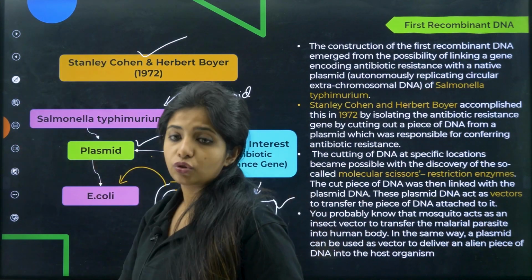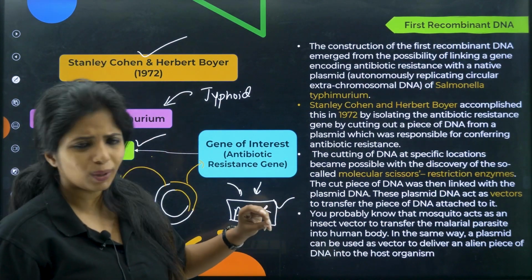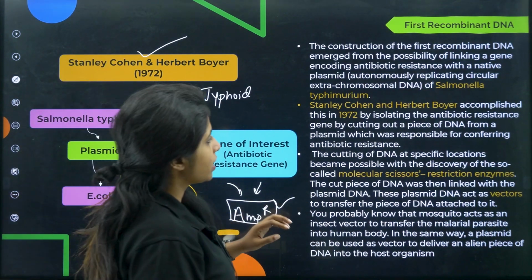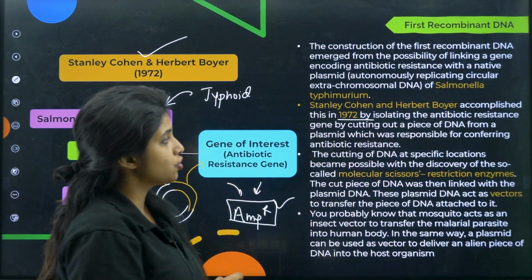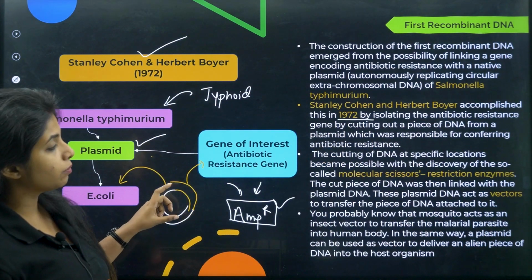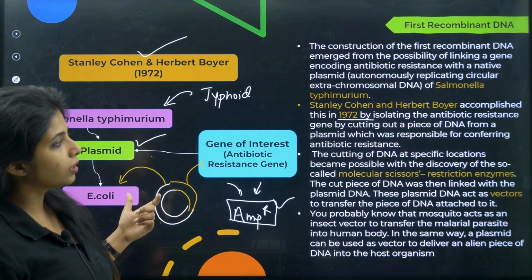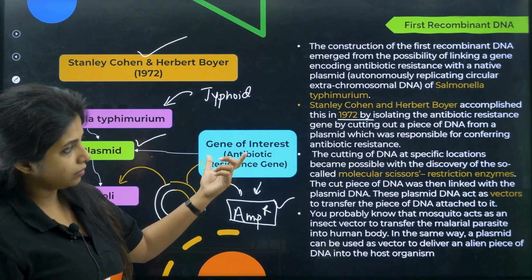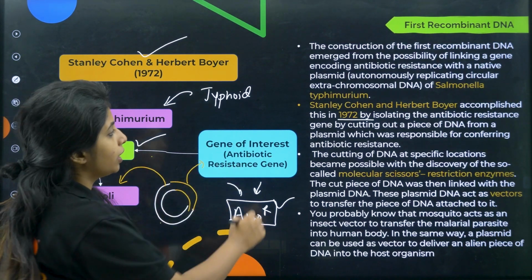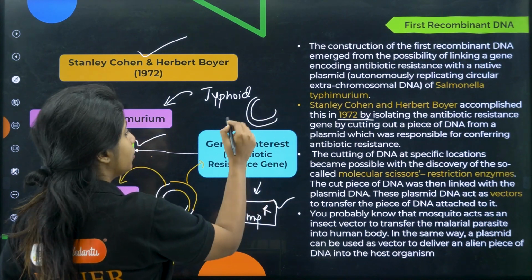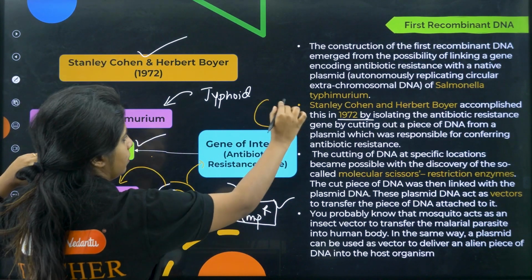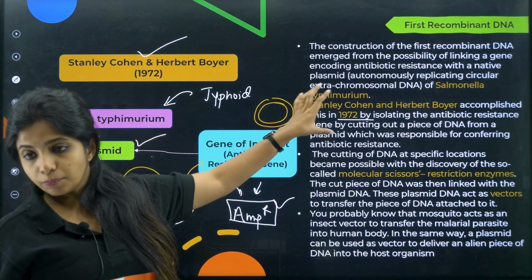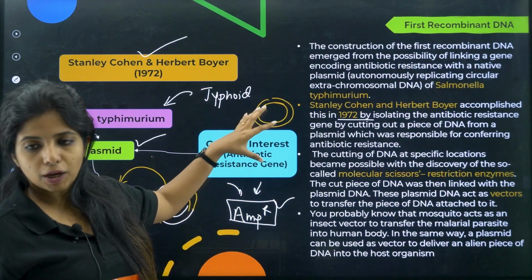Now apart from this also, there is something that is written over here. We'll just have a quick read and then we'll go ahead. Stanley Cohen and Herbert Boyer accomplished this in 1972 by isolating the antibiotic resistant gene, by cutting out a piece of DNA from a plasmid which was responsible for conferring antibiotic resistance. So basically, I took this antibiotic gene from some other plasmid.